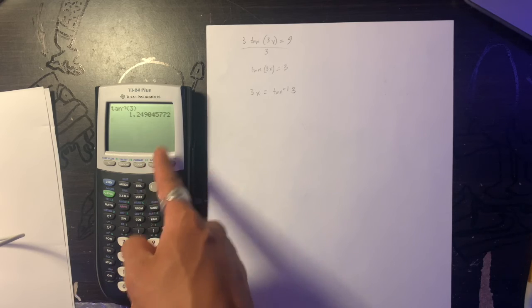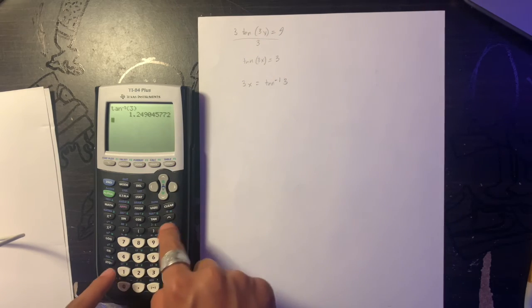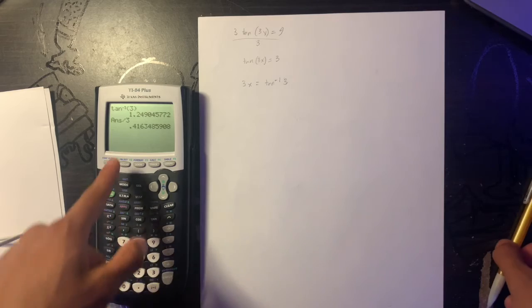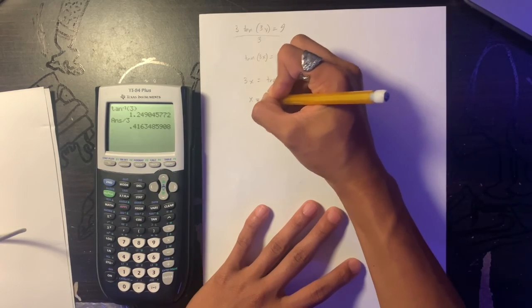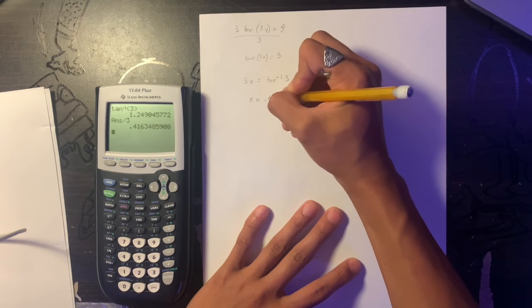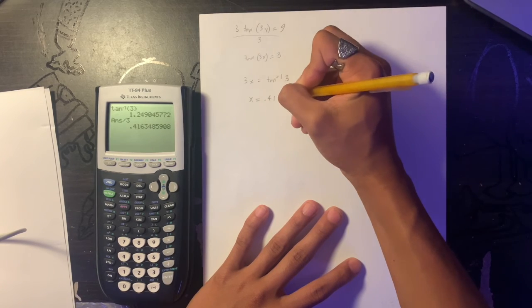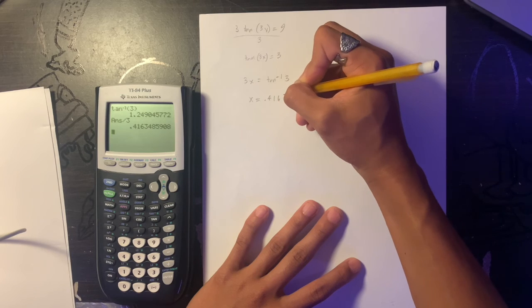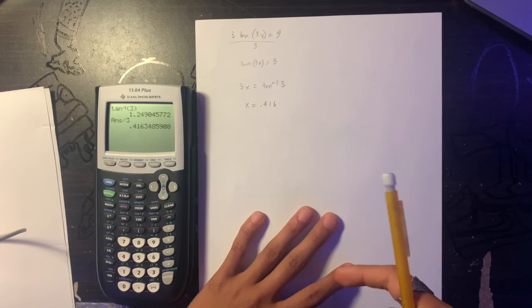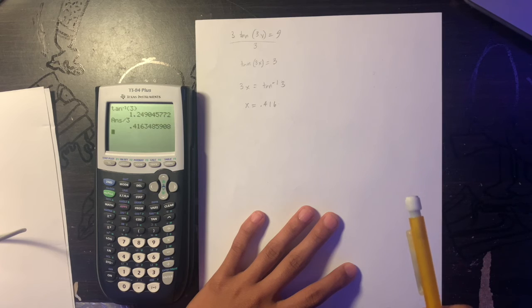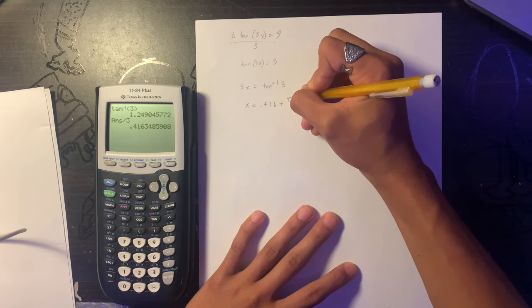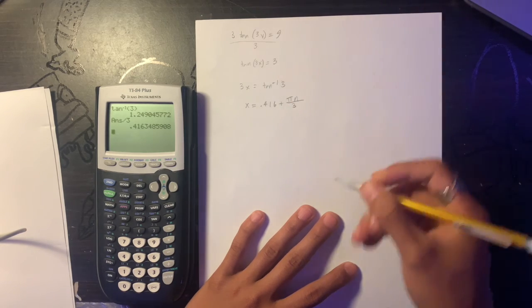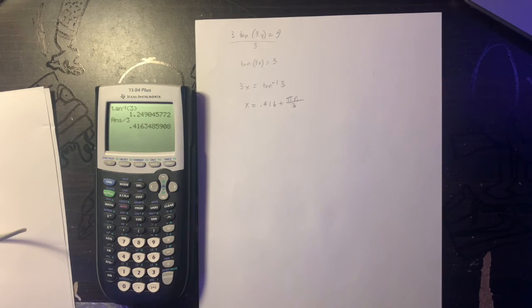And then we still have to divide by 3 on the other side. It's 3x divided by 3 equals 0.416. So x equals 0.416. And then for tan, we add plus pi n, but we divided by 3, so it will be plus pi n over 3. And then that is our solution.